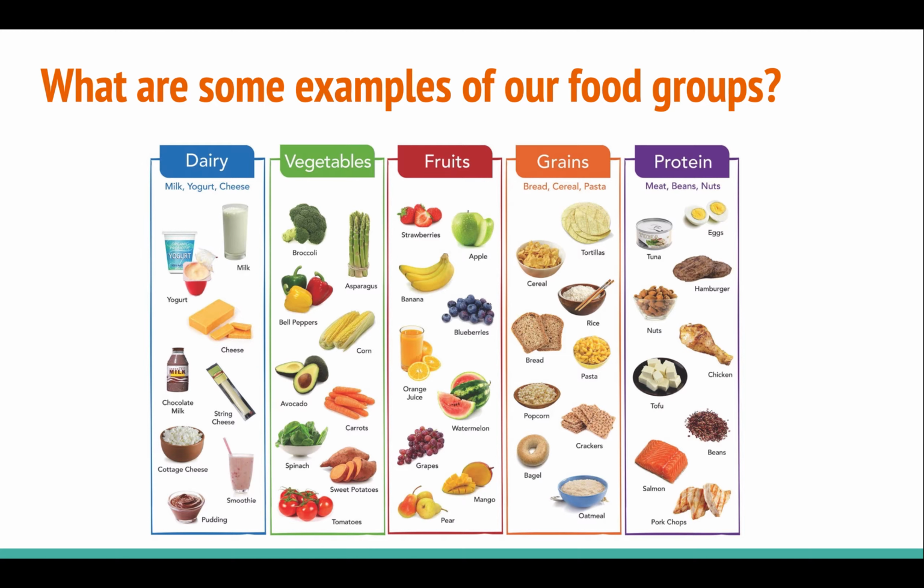So some examples we have are eggs, which come from chickens, tuna, hamburgers, nuts. Nuts can include like peanuts, almonds, cashews, walnuts. We have chicken, tofu, which is a plant that is grown, beans, and beans you can eat by themselves. You also can turn them into dips like hummus, which is made from garbanzo beans or chickpeas, salmon, and pork chops. So you can see that there's a big variety in the different types of protein you can eat. They come from different animals and also different plant products. And these are just a few of them. There's plenty more.